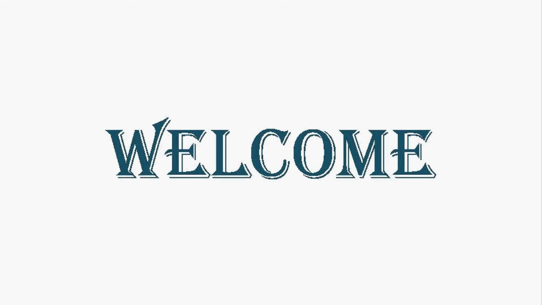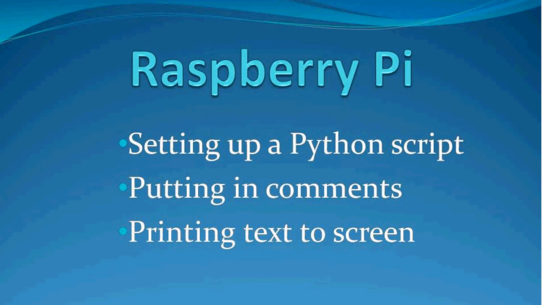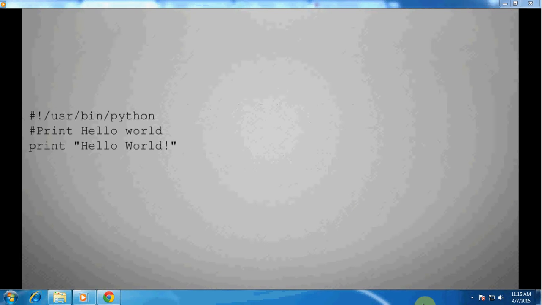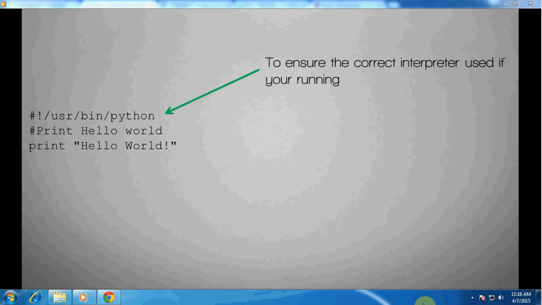Remember, in this video series we are following this world. Lesson 1 is helloworld.py. So here is our first Hello World program. So what does each line of this code do? Well, the first one is there to ensure that you are running the correct interpreter.